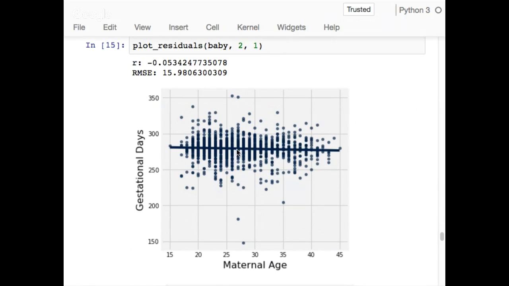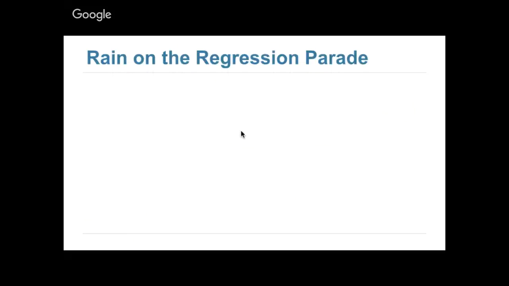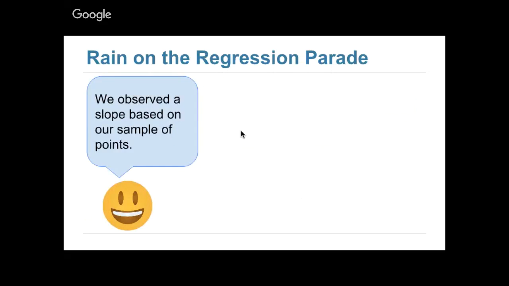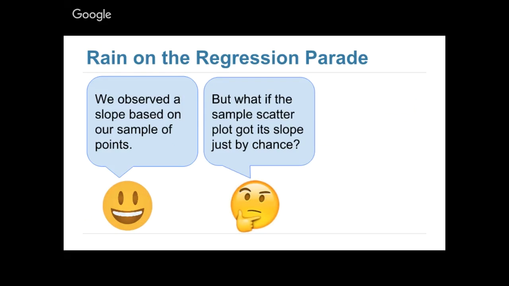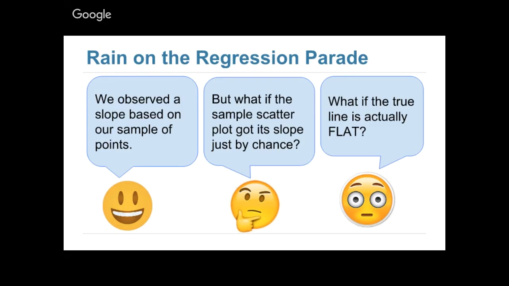So our question now is, we get a sample, we observe a slope, we're happy. But what if our actual scatter plot got a slope just by chance, right? So what if we just happen to get a sample that has slightly positive slope, but there is no real relationship between the two variables? What if the real slope was actually flat? Like there's no real relationship between the two. We just happen to observe a relationship because of random sampling.